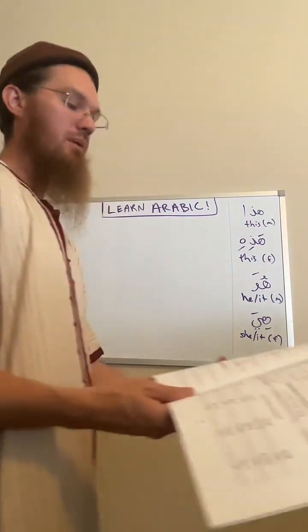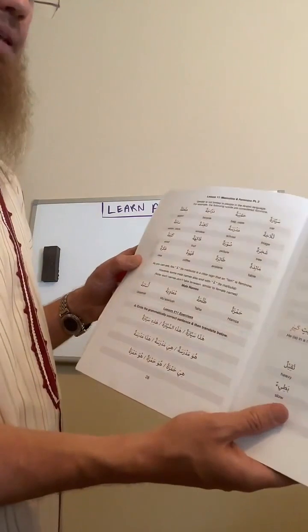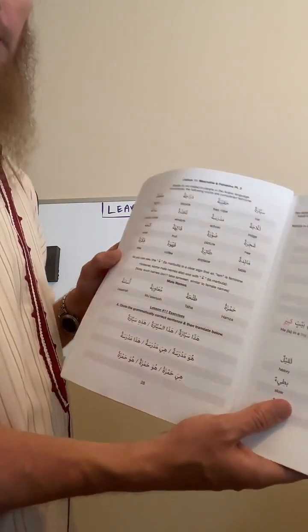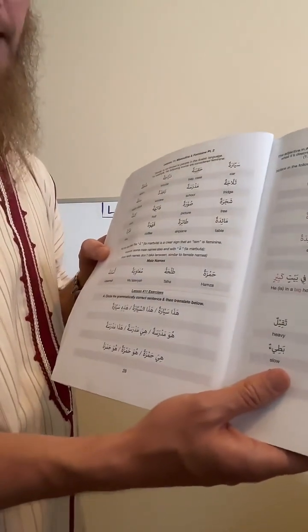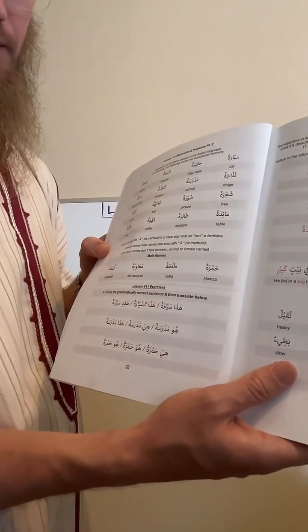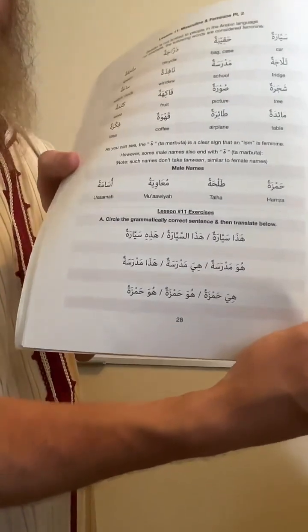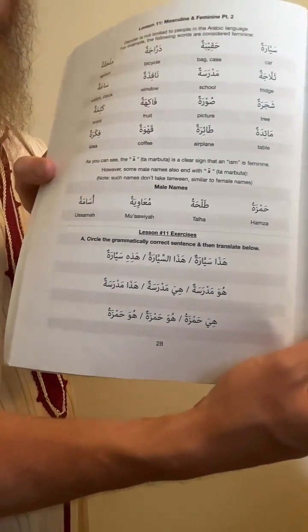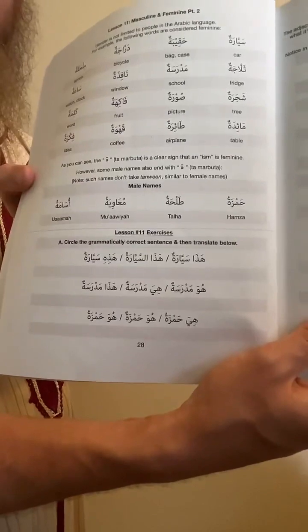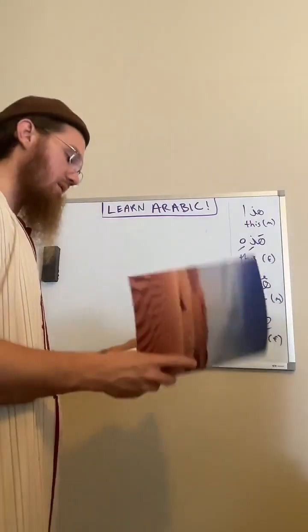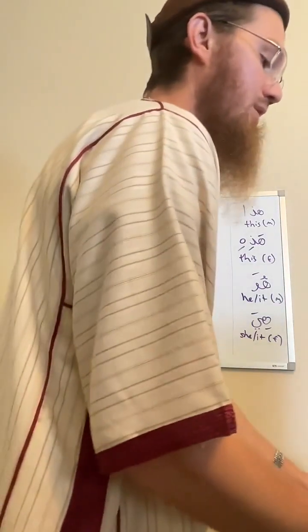However, I also let you know in this lesson that some male names also end with a ta marbuta, okay? Like Hamza, Talha, Muawiyah, Usama. Okay, they end with a ta marbuta, but they're obviously not feminine because they're male names. That's just something that's important to note, but that's something that you learn over time.